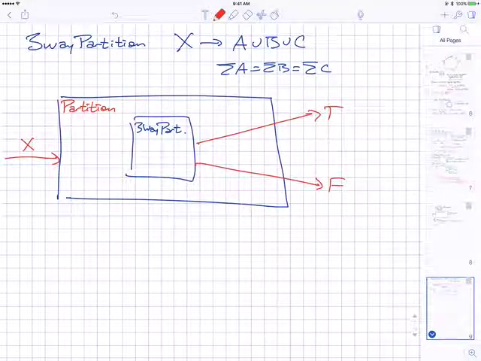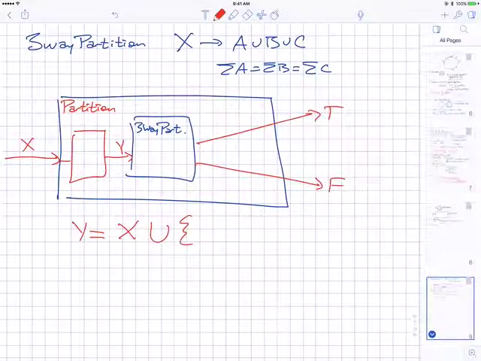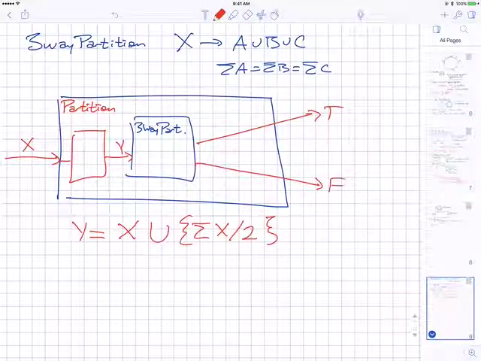So somehow I want to modify X into a set Y such that Y can be split into three sets with equal sums if and only if X can be split into two sets with equal sums. Okay, so Y equals X union what? Yep. You just introduce another element that's the sum of half of the sum of all values. Yes. What if the sum of all the values is odd?